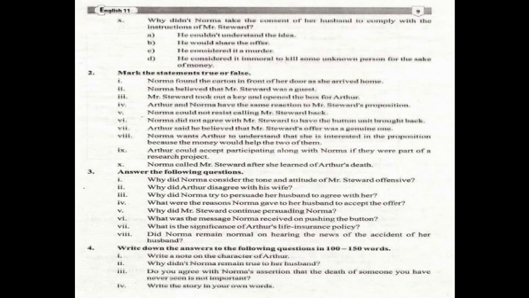Number 6. Norma did not agree with Mr. Stewart to have the butter unit brought back. Yes, this option is right. Number 7. Arthur said he believed that Mr. Stewart's offer was a genuine one. No, this is a false statement. Number 8. Norma wants Arthur to understand that she is interested in the proposition because the money would help the two of them. Yes, this statement rather is correct.